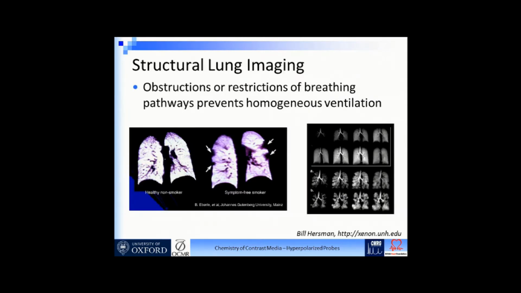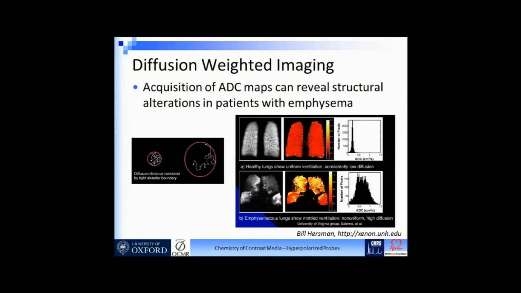So obviously a gas with high signal is very good for inhalation type experiments, and so we can use that for structural lung imaging. Any obstructions or restrictions to the breathing pathways prevent the transfer of the hyperpolarized signal from the inhalation into the areas of the lung which are damaged, and so it's very good for looking at areas of obstruction, things like looking at people who smoke and areas of non-symptomatic damage to the tissues, or also looking at people with asthma and other chronic pulmonary diseases. But also we can bring to bear all of the normal techniques that MRI offers in a normal situation.